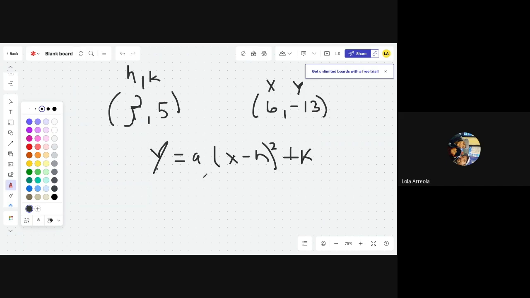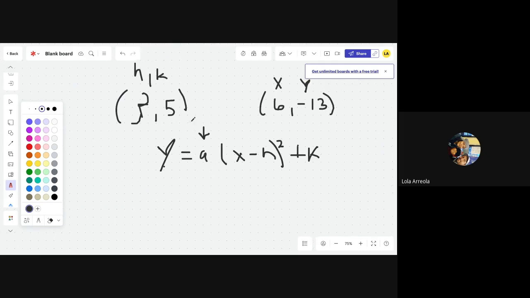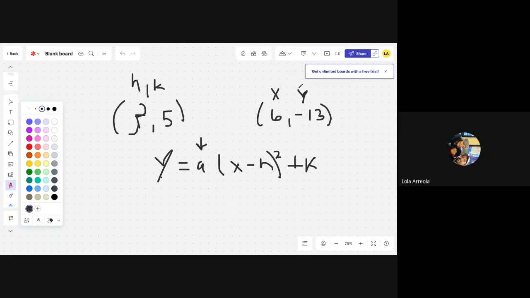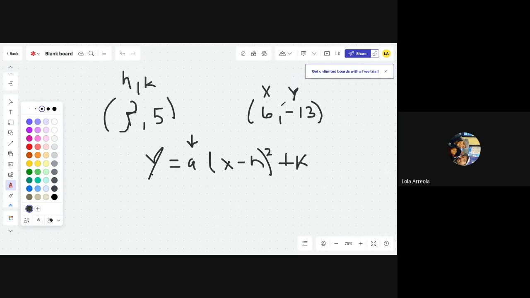The first thing I need to do is plug in the points that are given to me and solve for a. That's the very first thing I do. Once I have a, again, very simple. This is why it's very important to label these points correctly, because otherwise you mess up the formula. So what's my y value? The point that's given to me, not the vertex, is just x and y. The vertex is h and k. So my y is just -13.